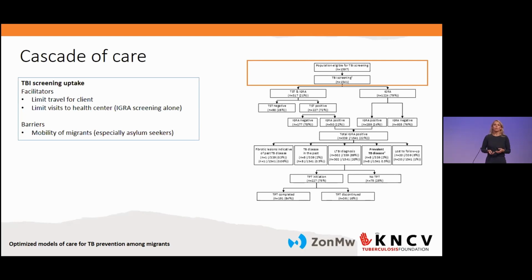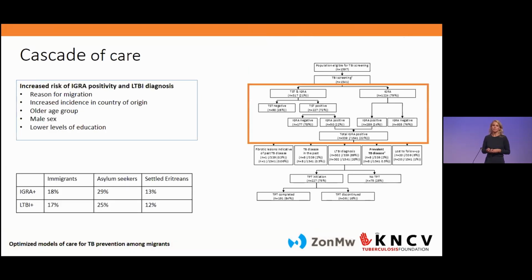A barrier for uptake of the LTBI screening was mobility of migrants. For example, it was a facilitator to bring the LTBI screening to the asylum seeker center. However, at the asylum seeker center, when we were there, a considerable proportion of the asylum seekers had already moved out of the asylum seeker center before they were able to take up the LTBI screening.